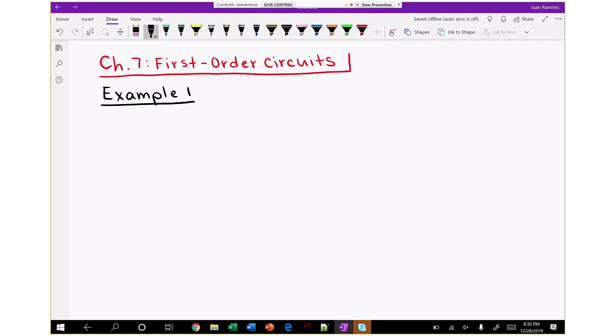This is the first out of a three sort of video series with different examples on first order circuit analysis. So we covered first order circuits in chapter 7 of the book and looked at what the RC and RL circuit response is when it's initially charged and gets discharged, and also what the response looks like when you apply a step function as the input. So let's start off with an example, and for this example, you could just simply follow along.